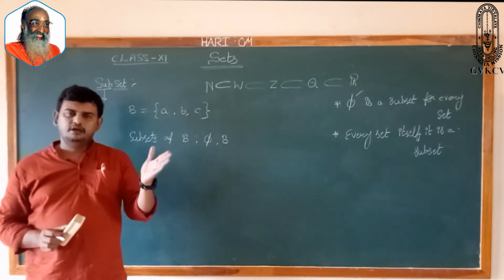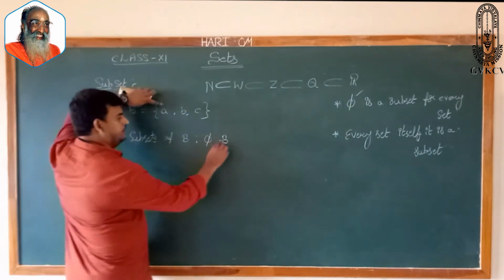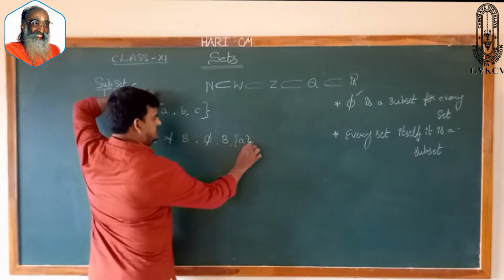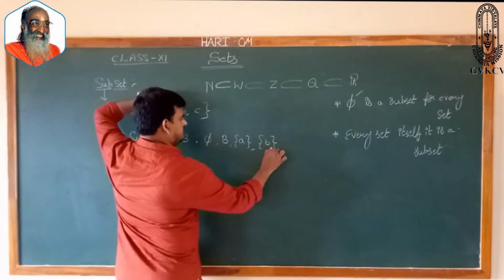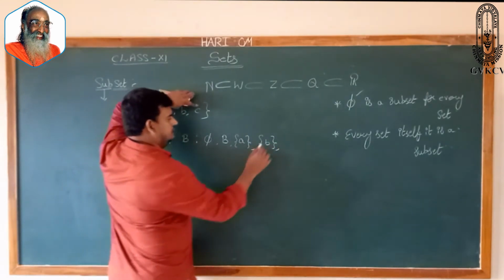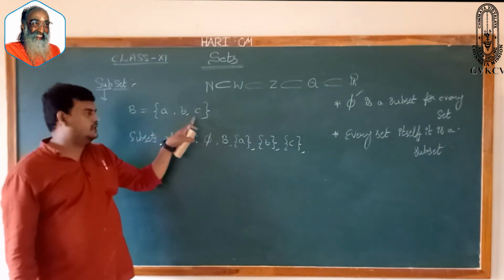First we have to take individual elements as a set. What is the first element we have? A. Let us consider it is a subset. Next B. Let us consider it is a subset. C. Let us consider it is a subset. Now individual elements are over.